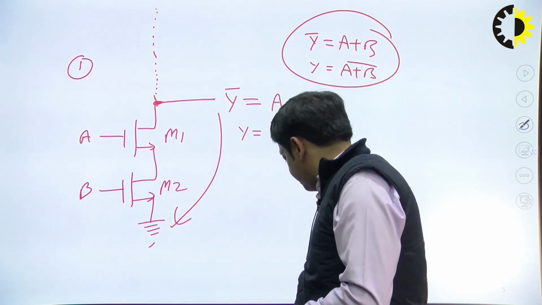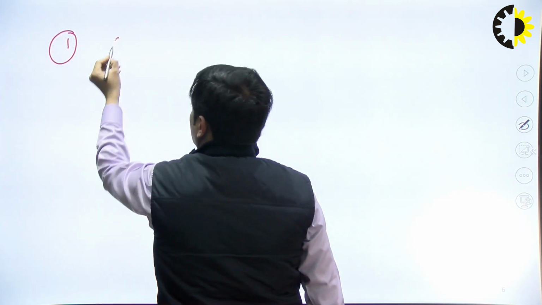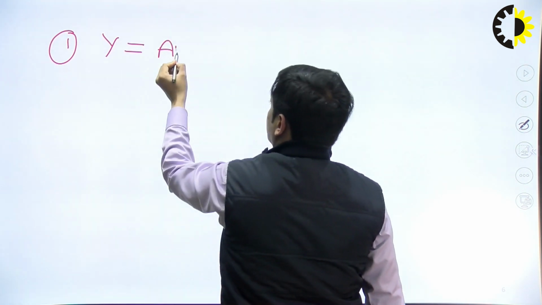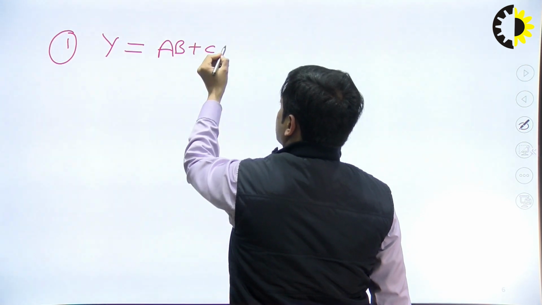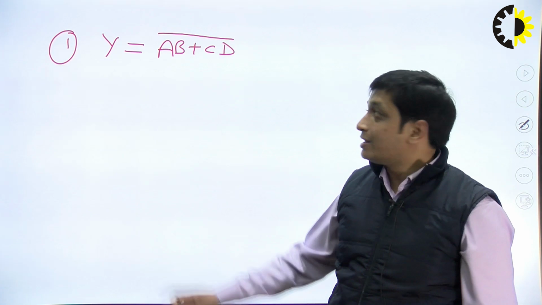Fine. Now, coming to the example part. The first example is, let's take Y as the output and Y is equal to AB plus CD whole bar. Now see, this series parallel works when there is a whole bar.